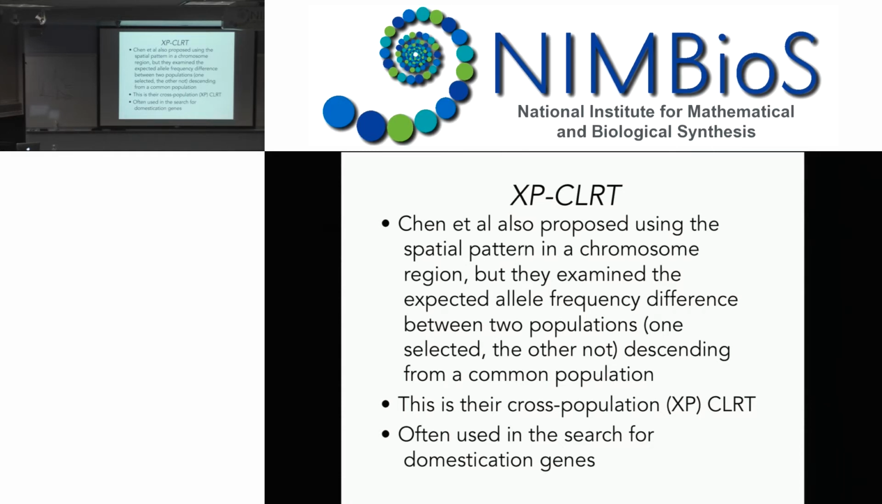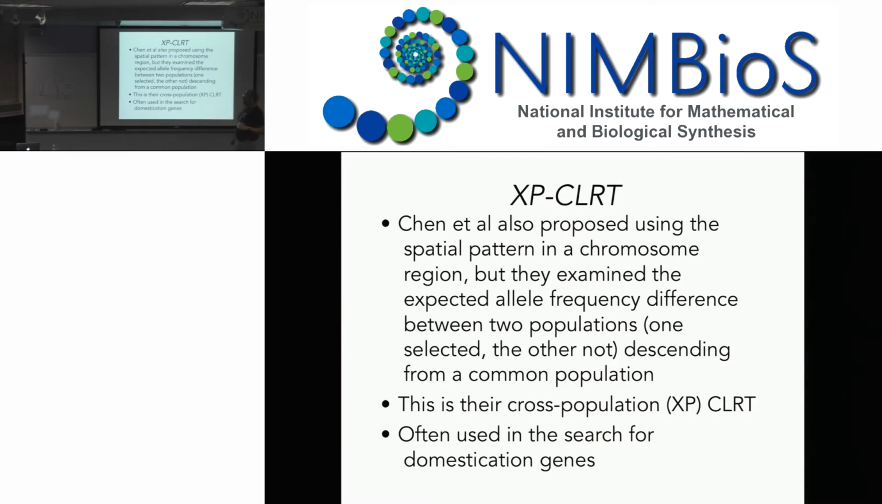Another approach, sounds like a superhero or a new type of car, right? XP-CLR, the cross-population composite likelihood ratio test. SweepFinder and the composite likelihood ratio test are, I sample a series of polymorphisms from one population. I use that to test for selection in that one population.